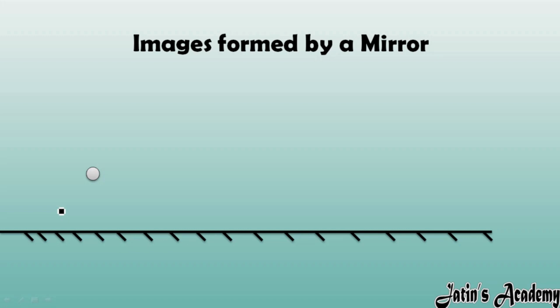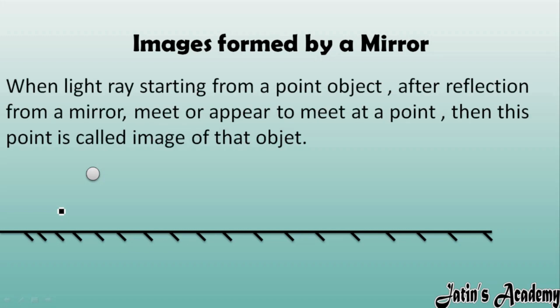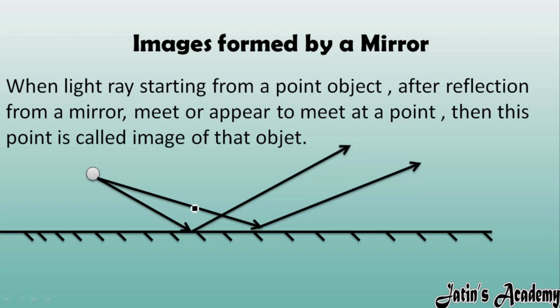Whenever an object is there, that object is going to send light radiations to the mirror. When the light rays start from a point object, after the reflection from the mirror, they are going to reflect back, by making a normal on the reflecting surface, with equal angle of incidence and angle of reflection. They are going to move like this, means they are going to diverge into different directions.